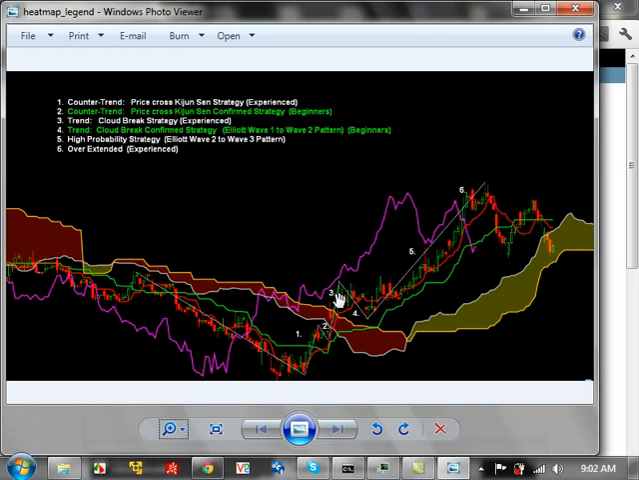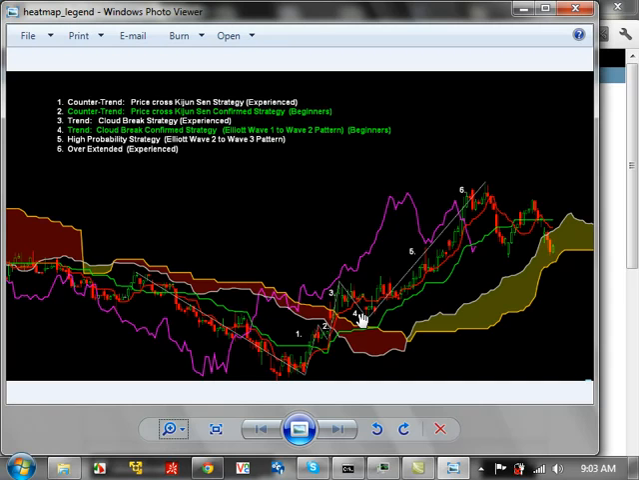A 3 is basically a breakout of the cloud. Now 3, as you can see here, is basically a counter trend strategy. In here it says trend, but that's counter trend. So when you get a 3, you're not going to look at it going bullish with the same color. You're going to start looking for opportunities to go the other way. And then a 4 is more towards the trend strategies, where you're going to start looking for it to go bullish.